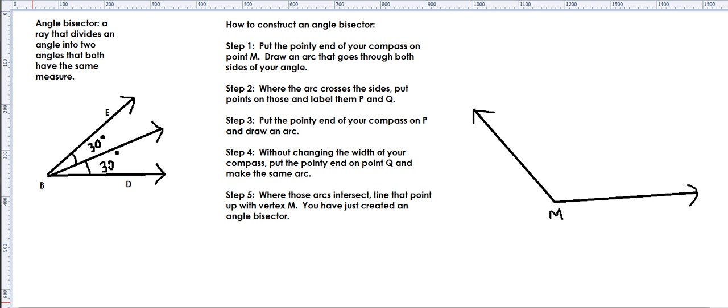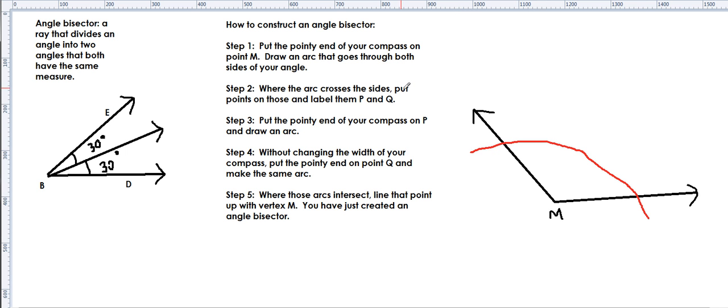Now that you know what an angle bisector is, we are going to construct an angle bisector. I put up the steps here for you. Step number one is we're going to put the pointy end of our compass on point M, and we're going to draw an arc that goes through both sides of our angle. I decided to use an obtuse angle just for fun. We're going to make a huge arc. We've got to make sure that arc goes through both sides of our angle.